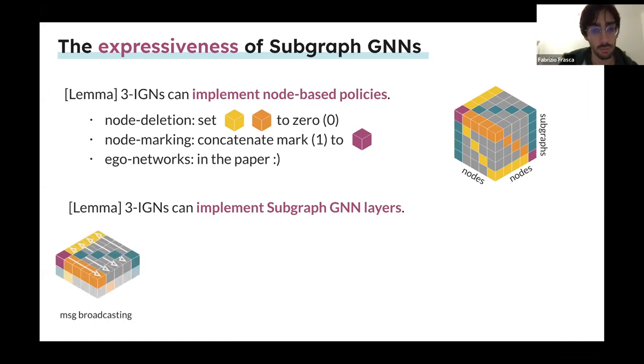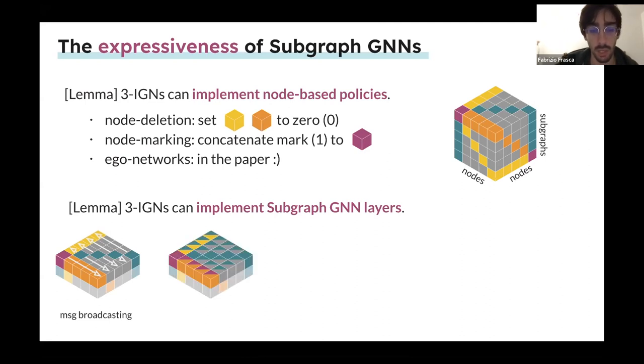And just to give an understanding of how pooling and broadcasting can be used to recover message passing on each subgraph independently, the idea is that you first take the elements in the purple and green orbits, and you broadcast them towards all the other orbits in these node pairs.